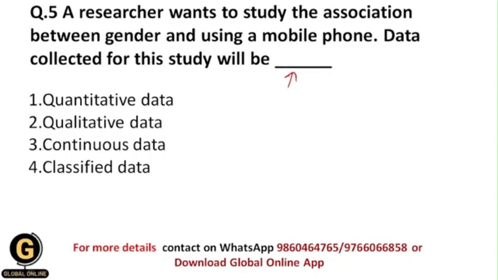For example, the number of female candidates who are using a mobile phone, and the number of male candidates who are using a mobile phone, and the researcher here wants to study that association. Okay, so for that purpose, what kind of data will the researcher collect? Whether the researcher will collect quantitative data or qualitative data, continuous data or classified data.